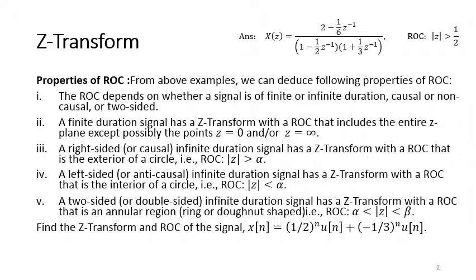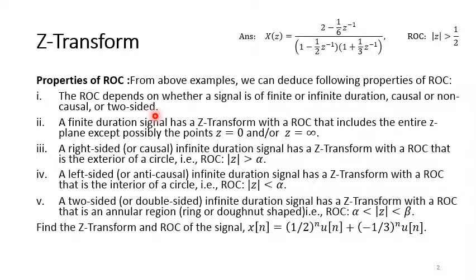So from the examples we have considered so far, you understand that the mathematical expression alone is not sufficient to uniquely describe the signal. We also need the ROC, or region of convergence. From the examples we have done so far, we can deduce the following properties of the region of convergence.